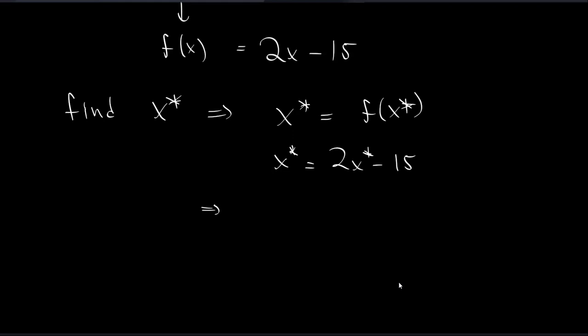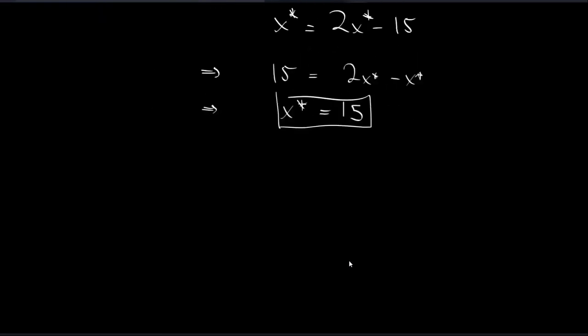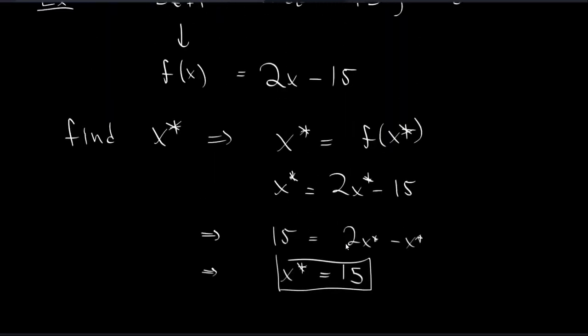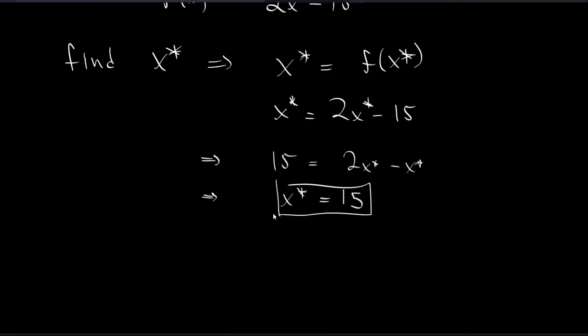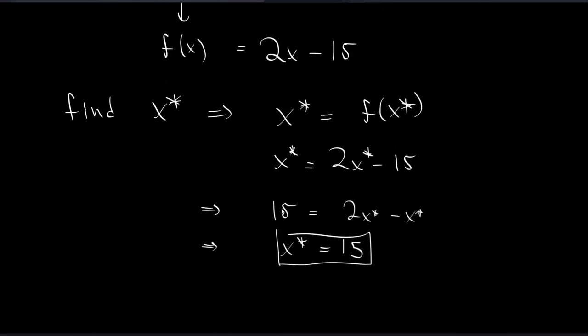If we wanted to solve for x, we can put this x to this side, the 15 on the other side, and then we get 2x star minus 1x star is equal to 15. It's pretty simple. x star is equal to 15. So what does that mean about our equilibrium? It means when the population reaches a number of 15, it will always stay there. It will not change from there because that's the equilibrium.